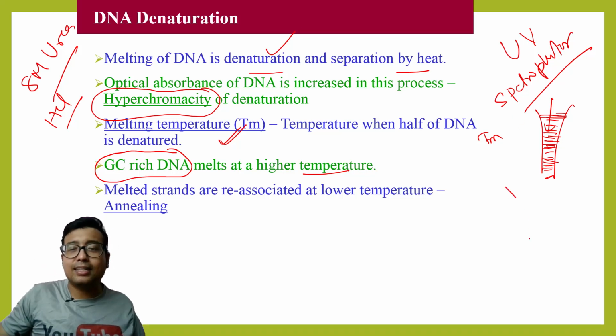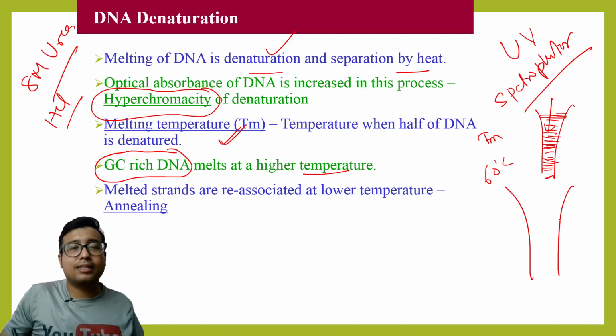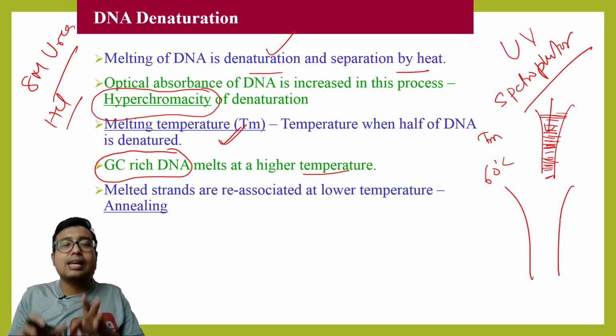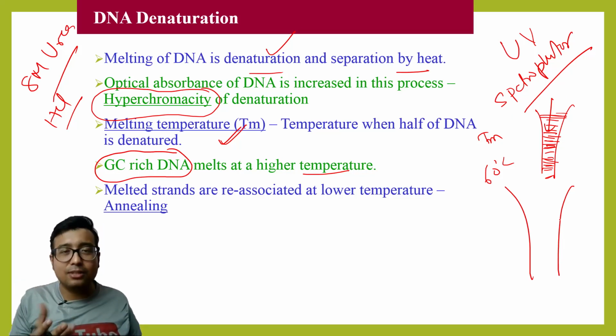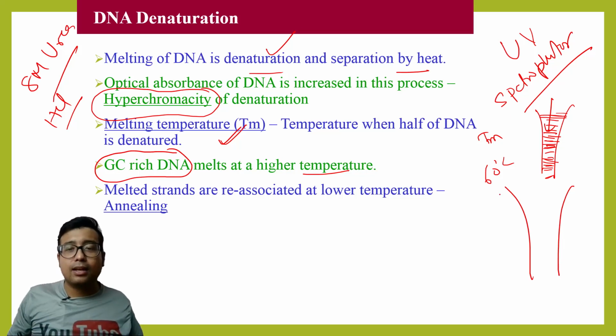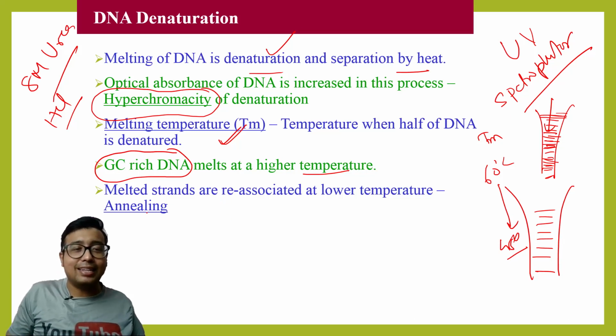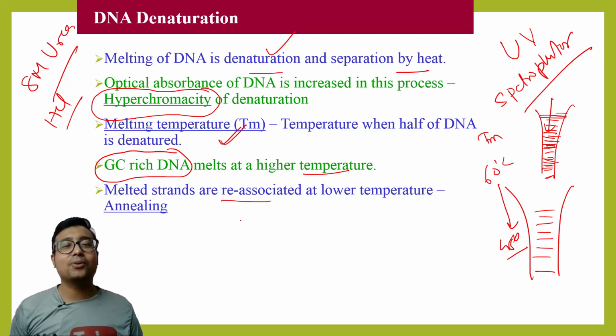Okay, so now these strands are separated. Suppose at 60 degrees centigrade we have separated the 2 strands. Now if we allow them to remain in the same situation and just cool the solution, it will be seen that as the temperature cools down, say to 40 degrees centigrade, both strands will again reunite, and the hydrogen bonds, not phosphodiester bonds, will be reformed. This is known as annealing. Melted strands are reassociated at lower temperature. This is known as annealing.